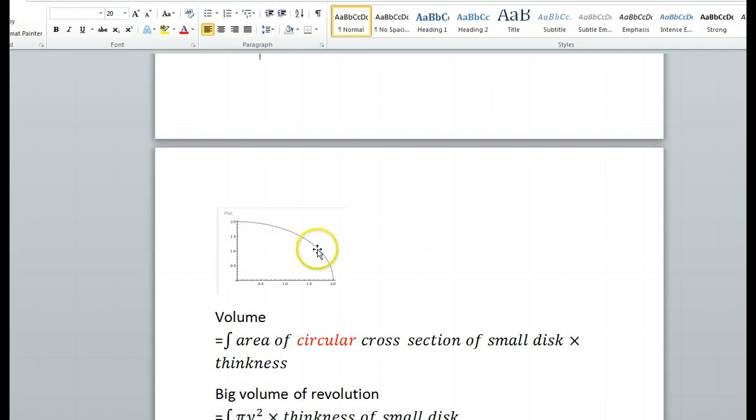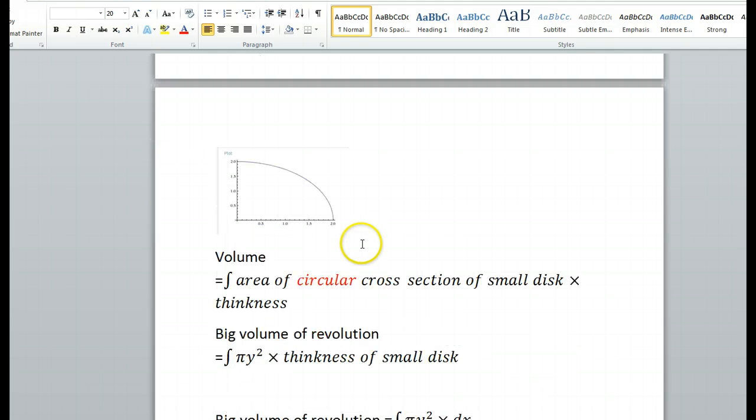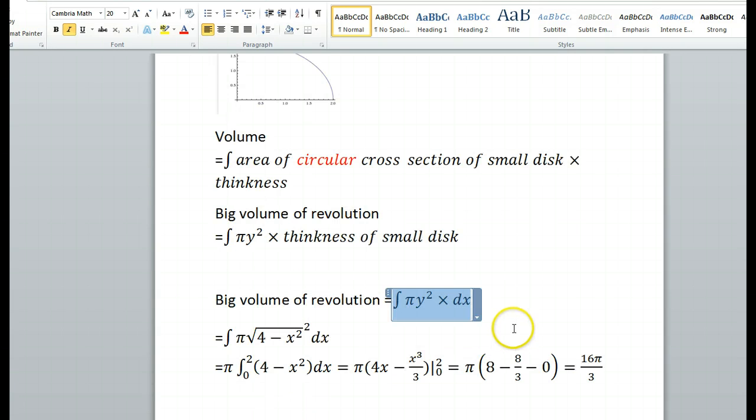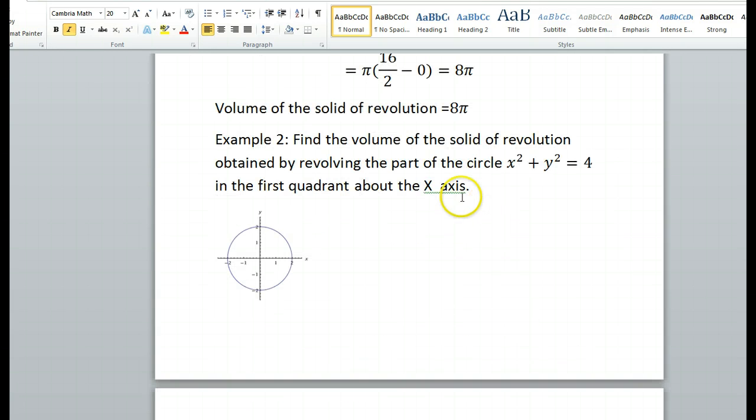So here is the part that we're concerned about, right? We want to take this area and revolve it around the x-axis. Once again, because the cross section is going to be circular, we can use the formula integral pi y squared dx. Okay, so integral pi y squared dx. All right, so what is y here? You need to solve this for y, right?